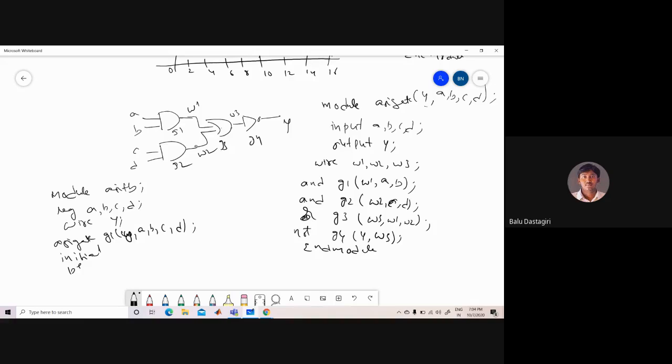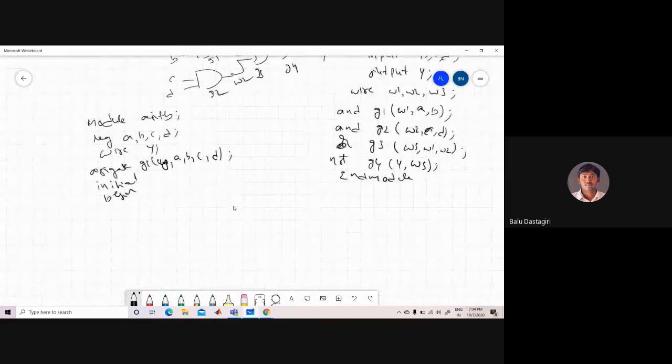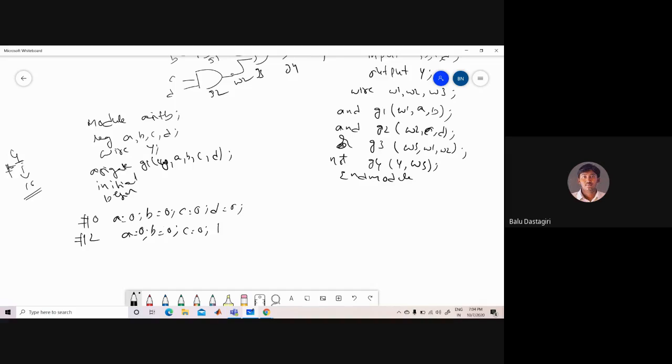So initial begin. Initial begin means the values will be given only once. Here there is a 4-bit input, so there will be 16 test cases. Normally, in order to verify the output perfectly, we have to give all the test cases. At 0 time units, specify A equal to 0, B equal to 0, C equal to 0, D equal to 0. Next, at 2 time units, A equal to 0, B equal to 0, C equal to 0, D equal to 1.